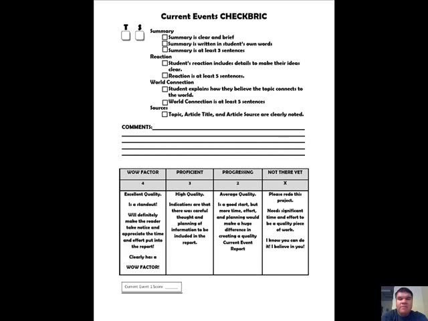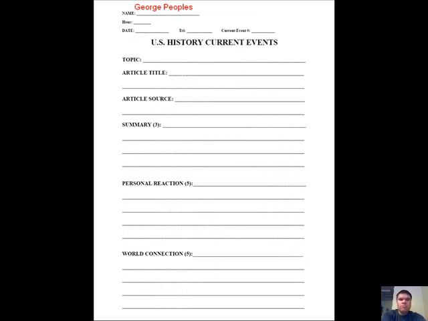The current events do not have to be done on that sheet. If you feel more comfortable typing them up on a Word document, if you feel more comfortable writing them on your own piece of paper, that's completely okay. I just offer the sheet as something that you can have to make the process easier for you. Okay, but for each current event, I will use one of these check bricks to grade your performance.